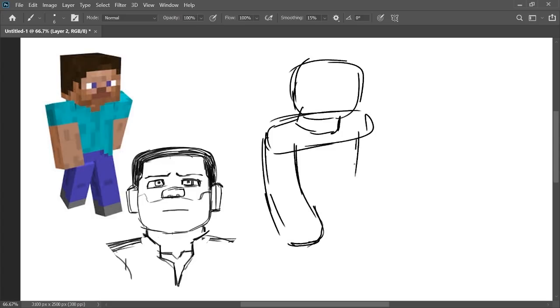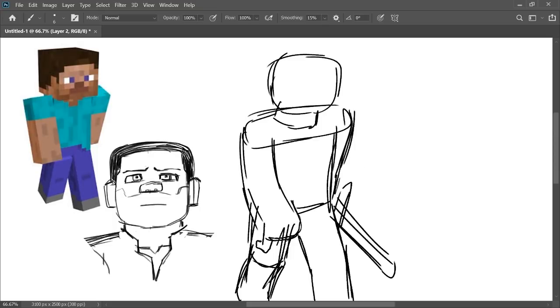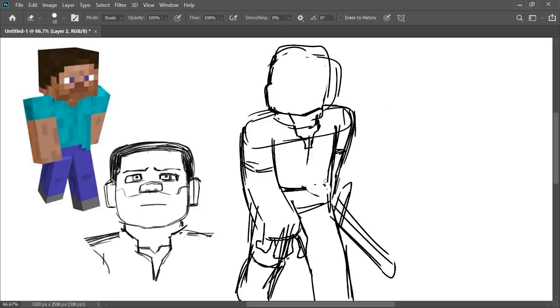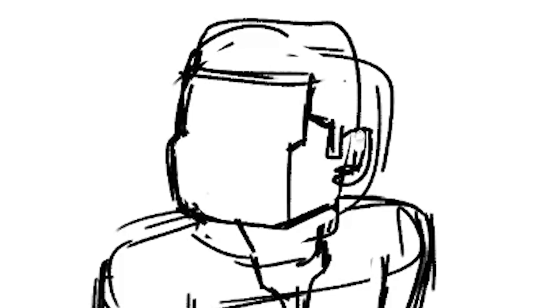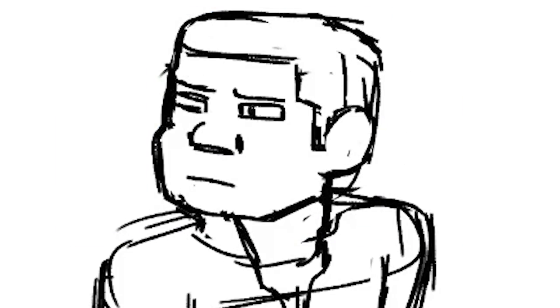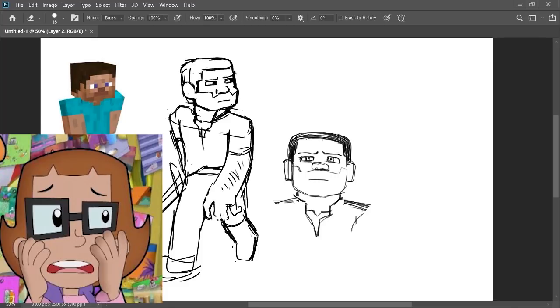First, I'm going to draw a Steve based entirely on the in-game model. Starting with a reference sketch of what I think his face looks like, I go into the sketch, which does not look anything like what it looks like now by the end. I really enjoyed drawing his super bulky face and the square eyes. It reminds me both of Bismuth from Steven Universe and also, like, the Cyber Chase kids.